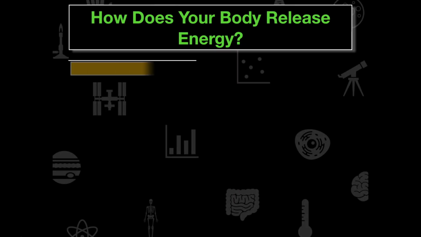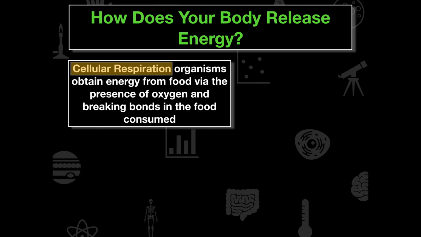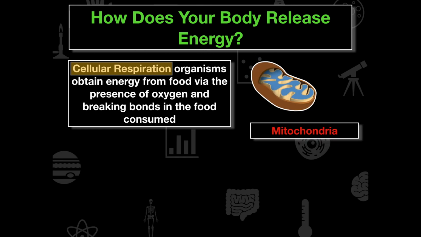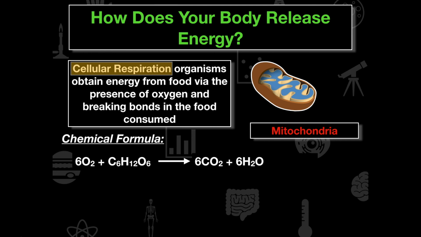So our body's going through this process called cellular respiration. This is where organisms obtain energy from food in the presence of oxygen. We're breaking the bonds in the food consumed to turn it into ATP. The organelle that this happens in is the mitochondria, and the mitochondria goes through this chemical formula here. We take in oxygen and glucose, so 6O2 plus C6H12O6, which is produced from photosynthesis, and the process of cellular respiration occurs. We get 6CO2, 6H2O, and then we get our ATP energy.